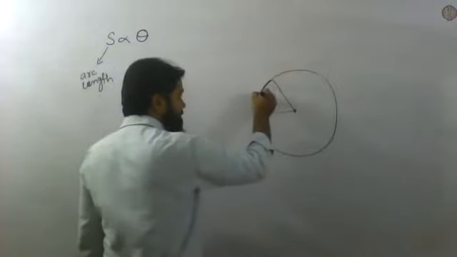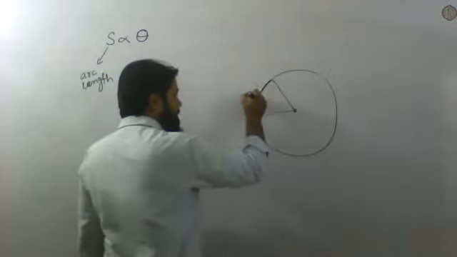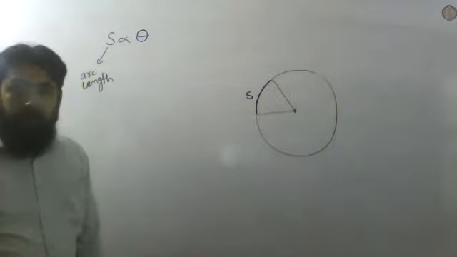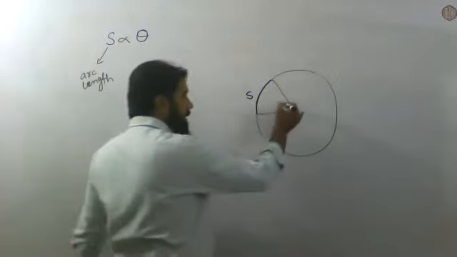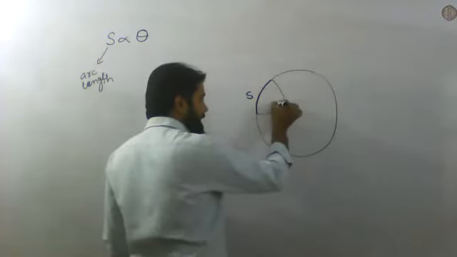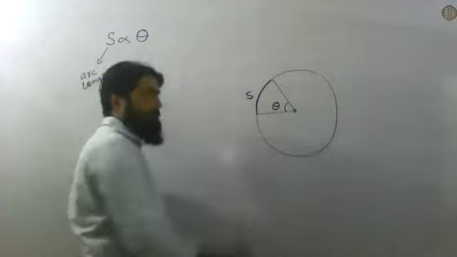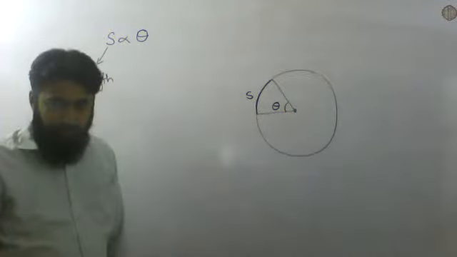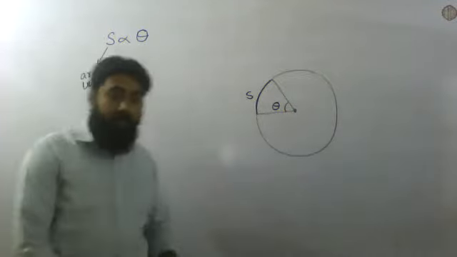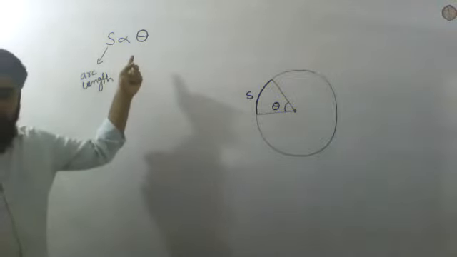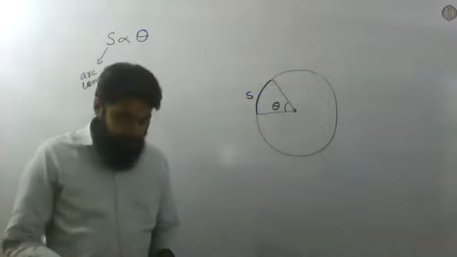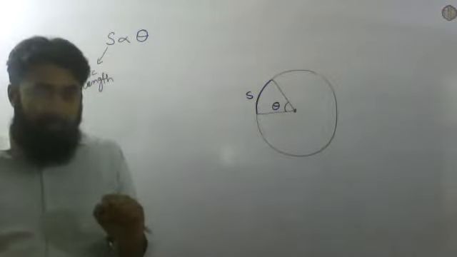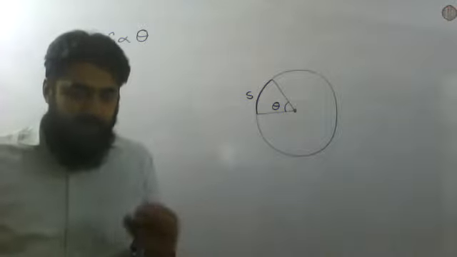Now, this part is known as arc length. This is going to be arc length, and this will be the angle being made at the center of the circle. Now, according to my given statement, S is directly proportional to theta. Directly proportional means if one value increases, the other value increases; if one value decreases, the other value decreases.